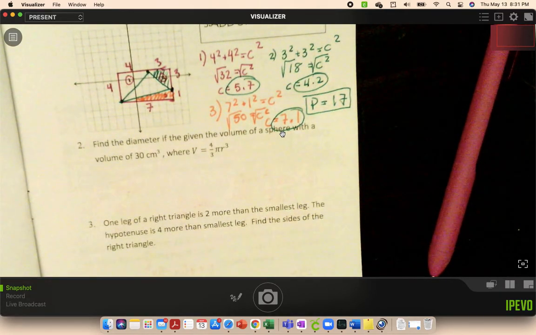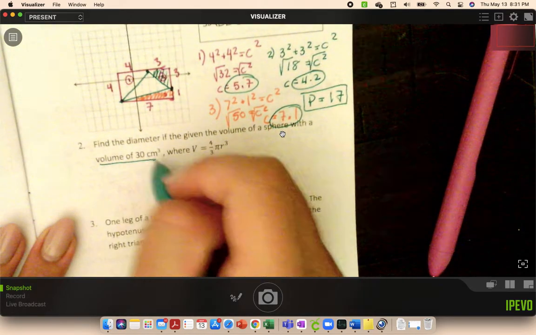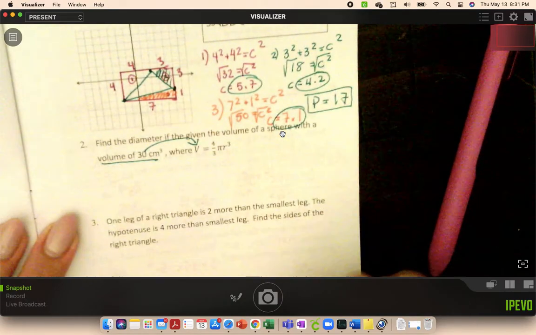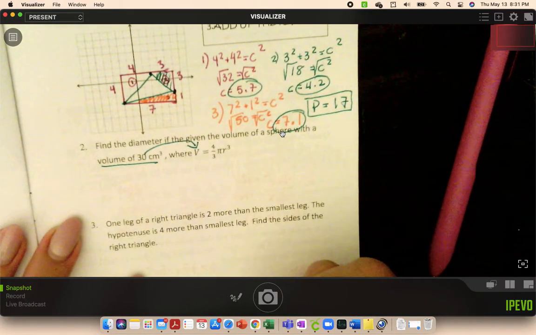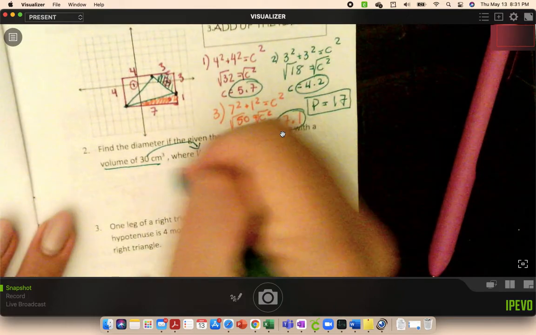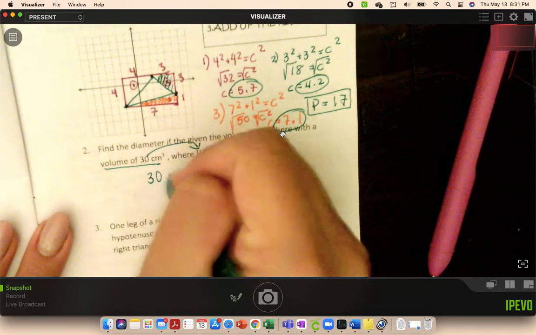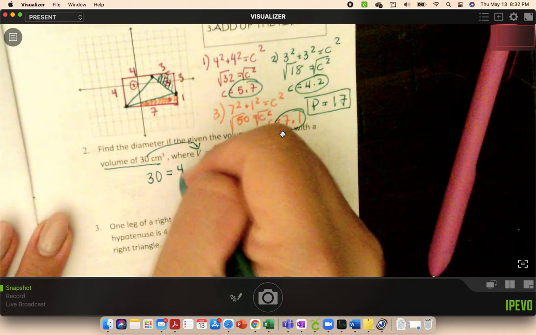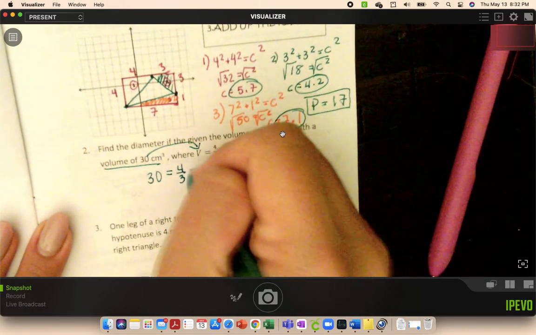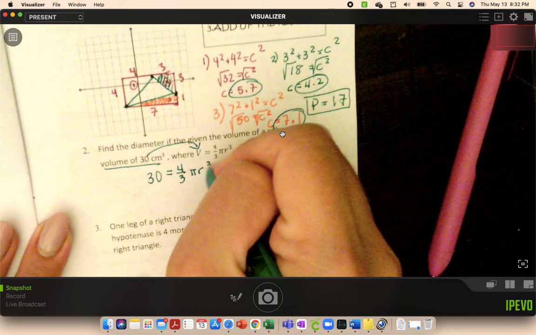Find the diameter of the given volume of a sphere with a volume of 30 centimeters, where v equals 4/3 pi r to the 3rd power. All right, so what we're going to do is we need to understand that the volume is 30, so this needs to go in for the v. That removes one of my variables. So I'm going to have 30 equals 4/3 pi r to the 3rd.